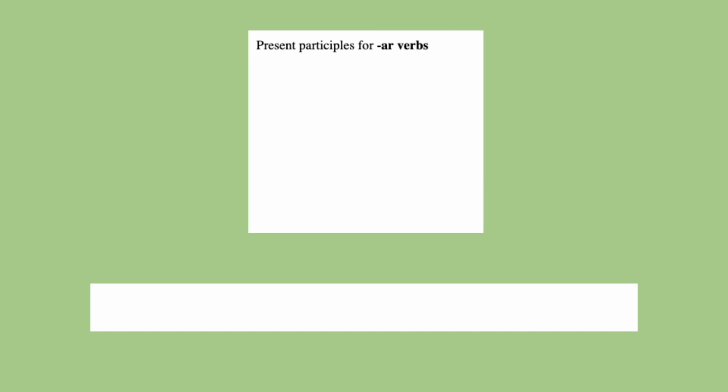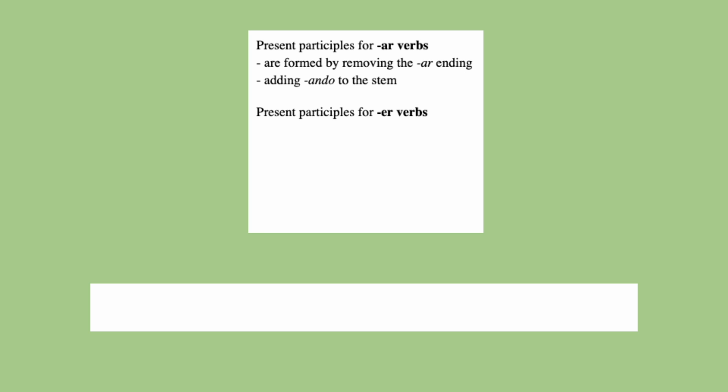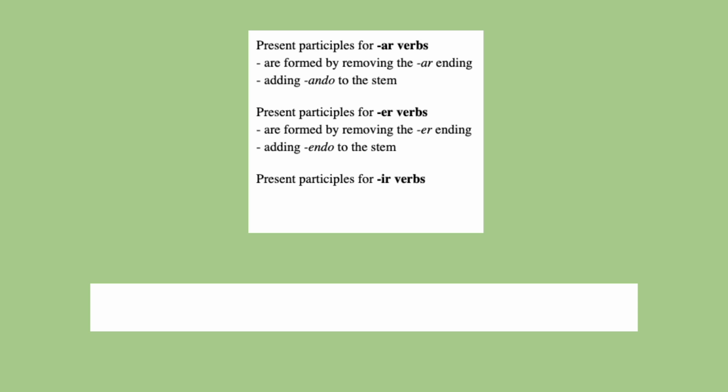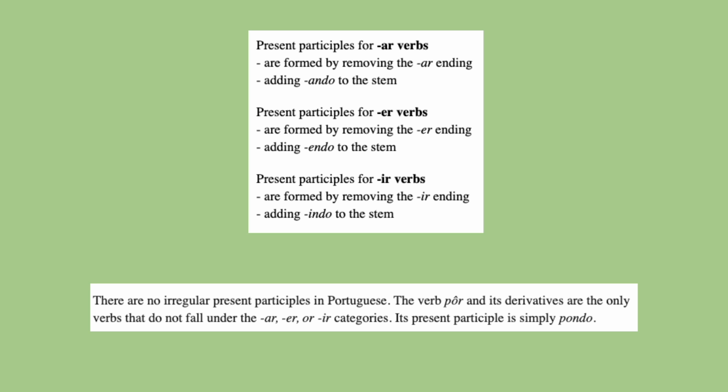Present participles for AR verbs are formed by removing the AR ending and adding ando to the stem. For ER verbs, we remove the ER ending and add endo to the stem. For IR verbs, we remove the IR ending and add indo to the stem. And there are actually no irregular present participles in Portuguese. The verb pôr has the present participle pondo.